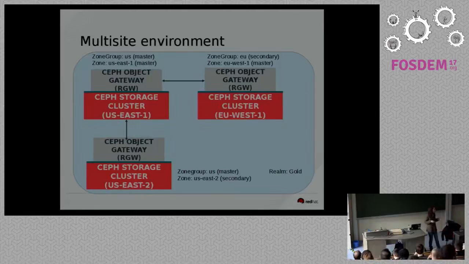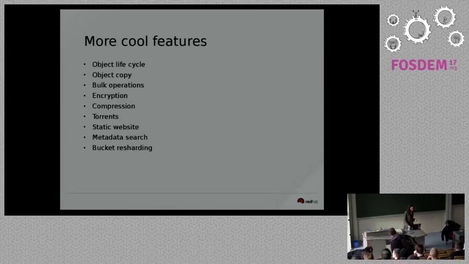A zone group is just a group of zones that share the same data. So even if they are not in the same location, they will be in the same zone group because they replicate from each other. We had multisite support in Hammer. It's called the sync agent. It's only active-passive. But from Jewel, everything is active-active. I don't have time.